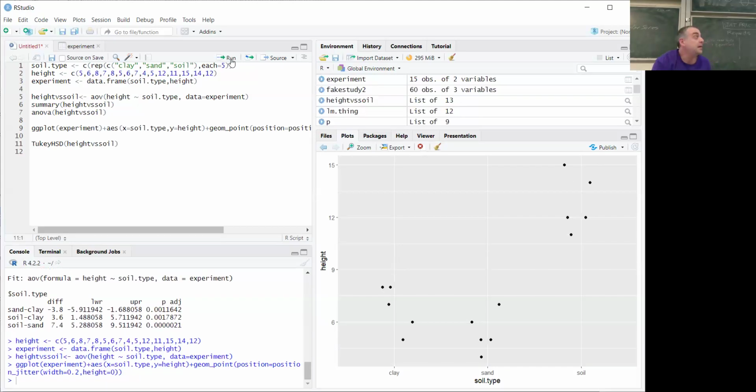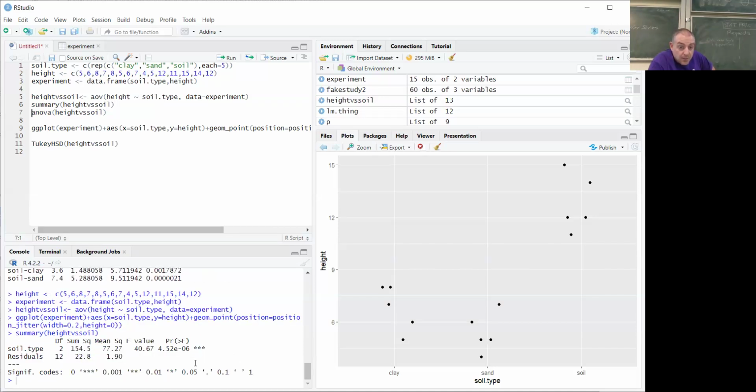So there's my graph there. Now they're all closer together here. And when I do my ANOVA, if I do my summary of this ANOVA, I can see that my p-value is still really low. That says that at least one of the means is different.